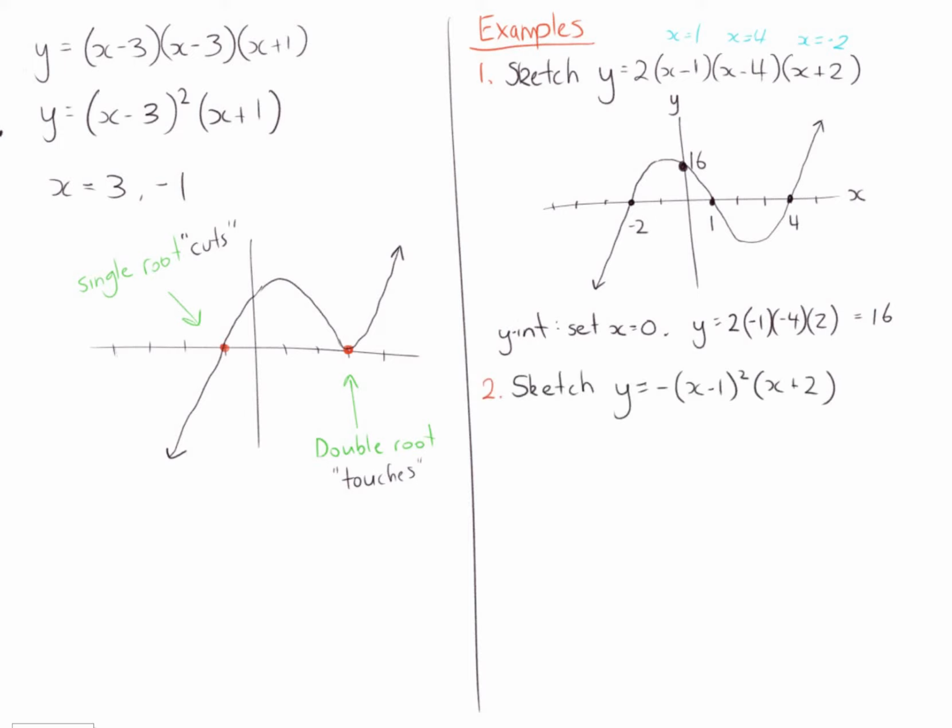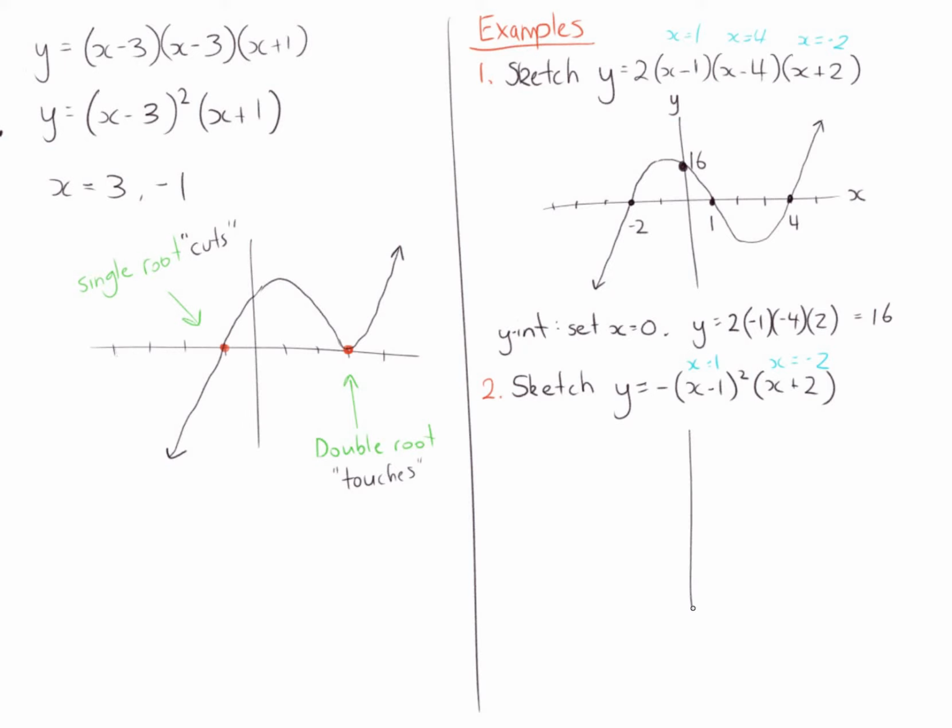Sketch y equals -x minus 1 squared times x plus 2. So, setting our first lot of brackets equal to 0, x minus 1 equals 0 gives us x equals 1, and x plus 2 equal to 0 gives us x equals -2. So there only appears to be two x-intercepts, but this first one, x equals 1, is a double root.